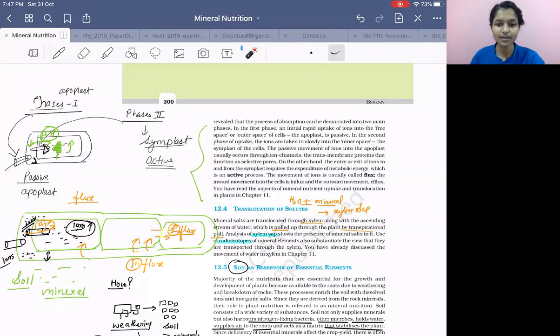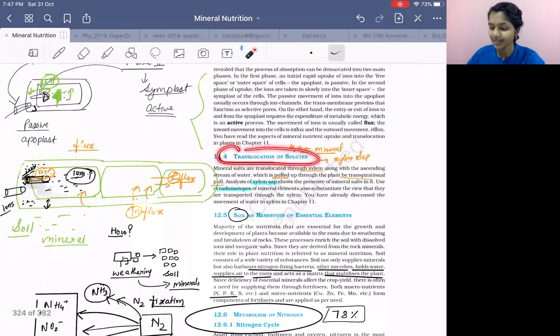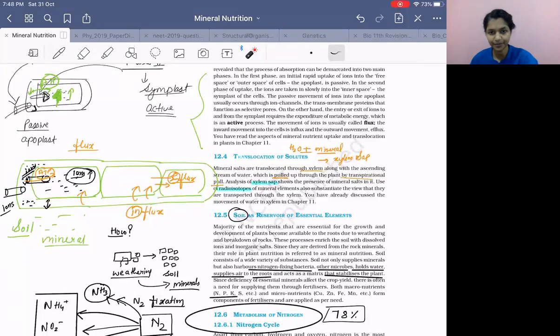Okay? Now, how exactly translocation of solutes take place? Translocation of solutes. How exactly does it happen? Translocation means what? Carrying the solute using the vascular bundle. When you carry the solute using the vascular bundle, you call it translocation. Now, how are you going to take these minerals to the upper part of the plant? How are you going to do it? With the help of xylem.